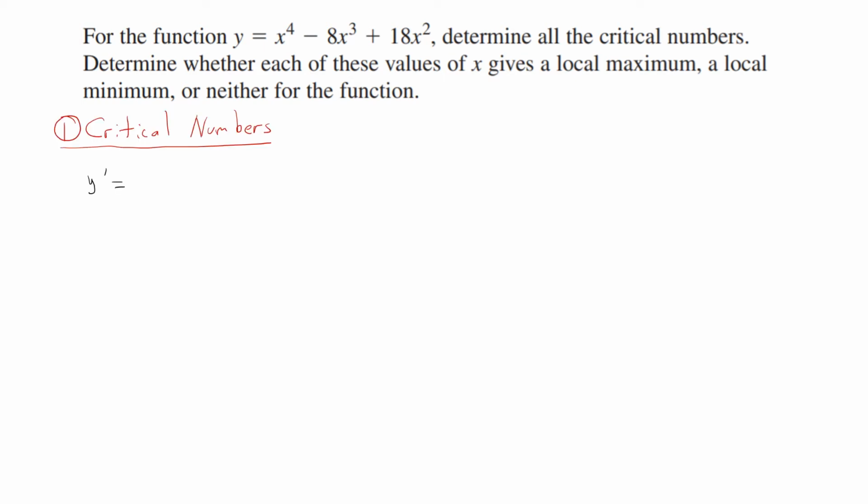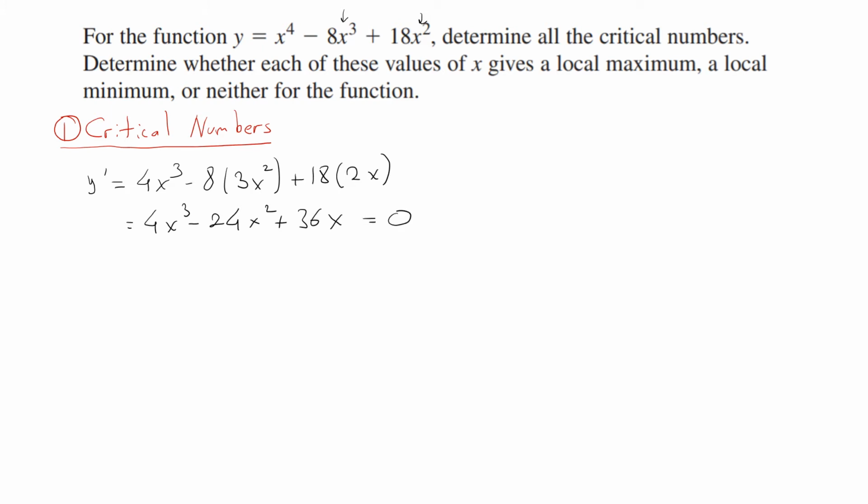So if I take the derivative of my function, I apply the power rule to x to the power of 4 to get 4x cubed. Same thing here: keep the constant and apply the power rule to get 3x squared. Same thing here: keep your constant and apply the power rule, which gives you 2x. Putting all these together gives me 4x cubed minus 24x squared plus 36x. Since I have my derivative now, I can set this equal to 0. But before doing that, just to make it easier on myself, I can factor out x from the expression.